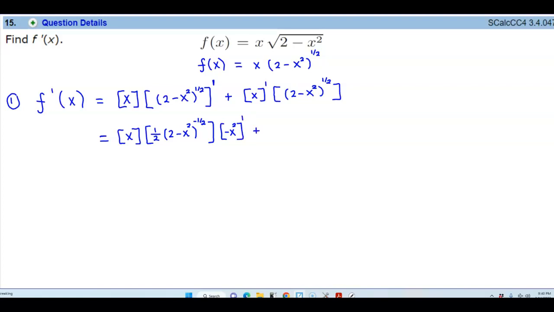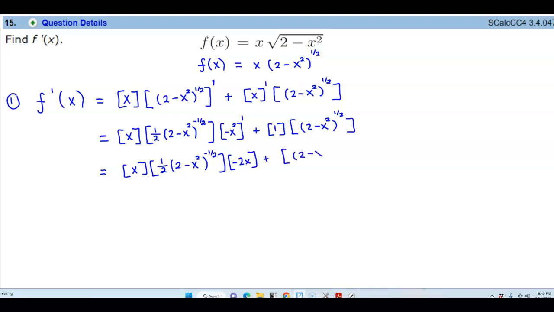And then plus the derivative of x here is going to give us 1 times parentheses 2 minus x squared to the 1/2. Okay, now we need to take the derivative of that inside function, so we have x times 1/2 times 2 minus x squared to the negative 1/2. And now what is the derivative of negative x squared? Well, the derivative of negative x squared is negative 2x. And now that's plus 1 times parentheses 2 minus x squared to the positive 1/2.